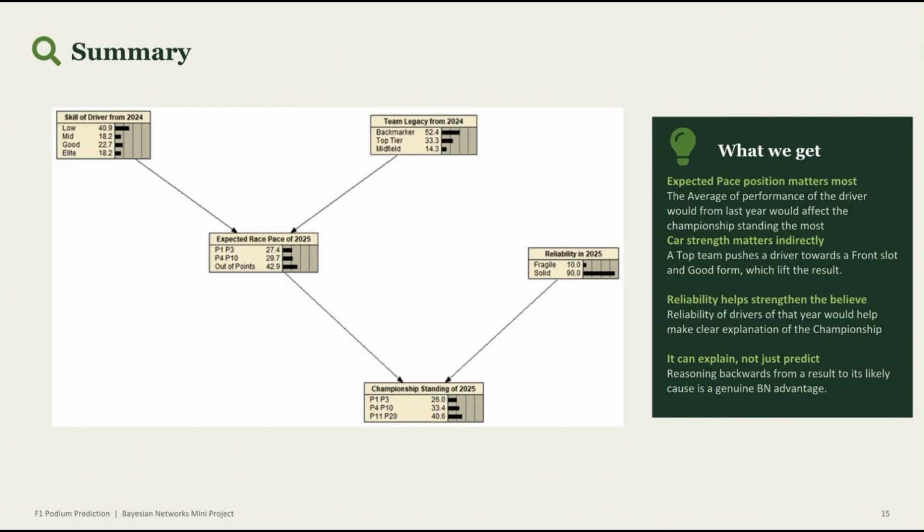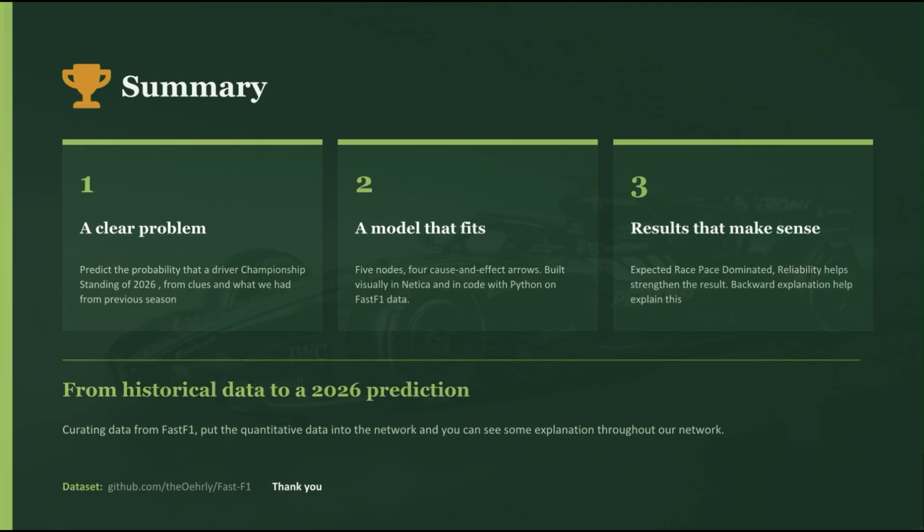We also need to note that the result is not a prediction, it's just an explanation to capture some patterns that occur in a statistical way, in the Bayesian way. So just look at it not as a prediction, but as an explanation. In summary, we defined a clear problem, used the model that we thought fits our use, and the result makes sense in the current situation. If we proceed with the project, we could expand the dataset. But for right now, I'm really happy about this project, and that's it for our presentation. Thank you.